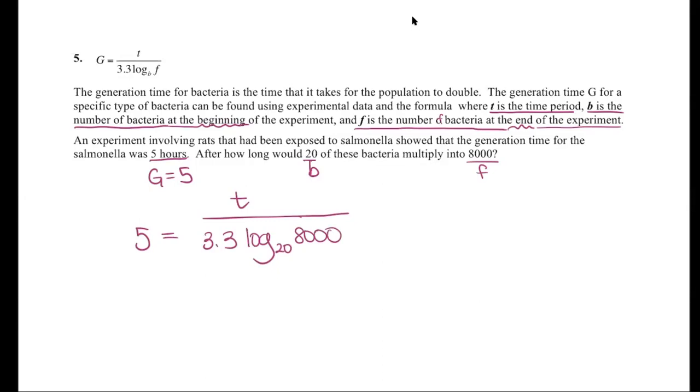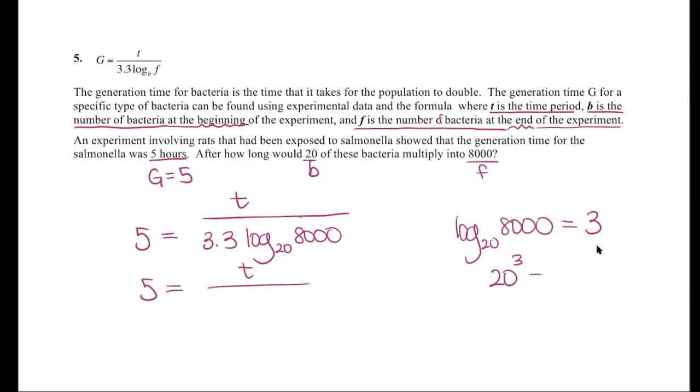Let's solve for T. As always, start with the log. Log base 20 of 8,000. Somebody's unmuted, if you could mute yourself. Thank you. So log base 20 of 8,000. Let's see who can be the first one to get that. Go in the chat. Good job, Leo. All right, the answer was 3, because 20 to the third power is what gets you 8,000.